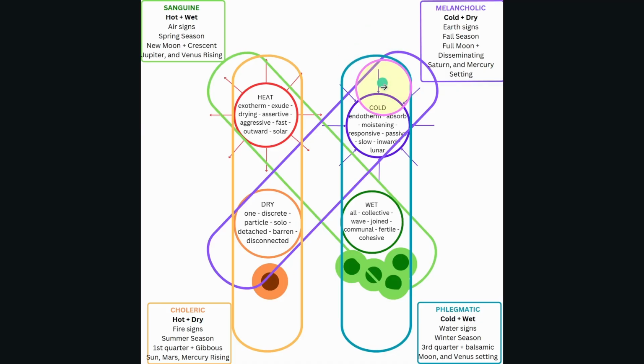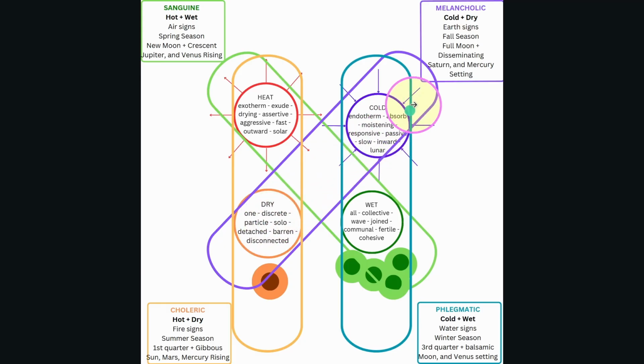Okay? When we combine cold and dry, this gives us the melancholic humor or temperament. All of the earth signs, the fall season, a full moon into the third quarter, and Saturn and a Mercury setting, these all have the melancholic or cold and dry quality. So they're going to take their time, they're going to consider things, they're going to receive energy with which to react, and they're going to do it on their terms, in their own time, for their own motivations.